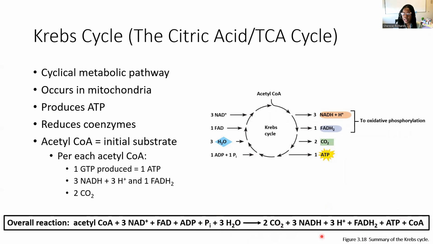And then on the product end, we're going to end up seeing 2 carbon dioxide, 3 NADH carrying 3 electrons, and then FADH2 also carrying 2 electrons here, our ATP, 1 ATP molecule per acetyl-CoA. And then we're going to end up having CoA as a byproduct as well, okay?